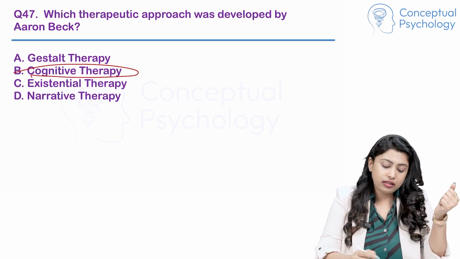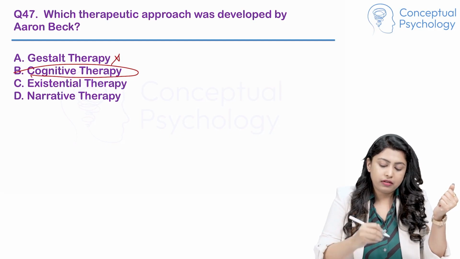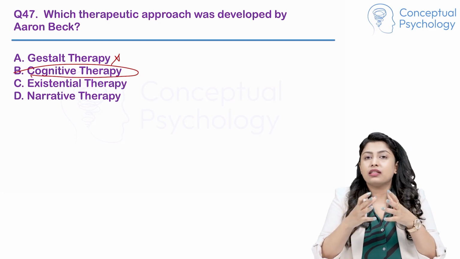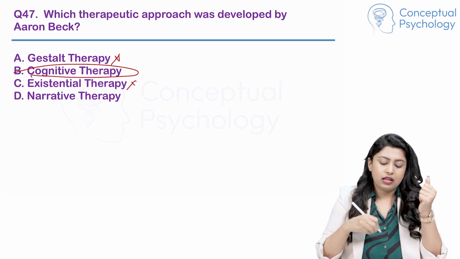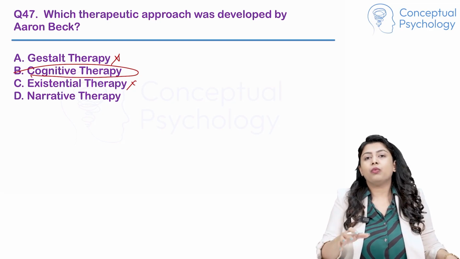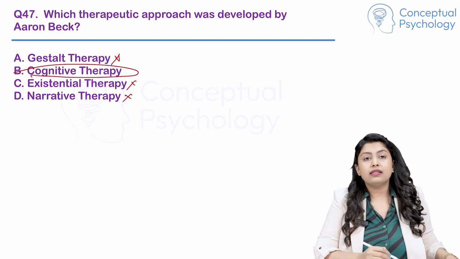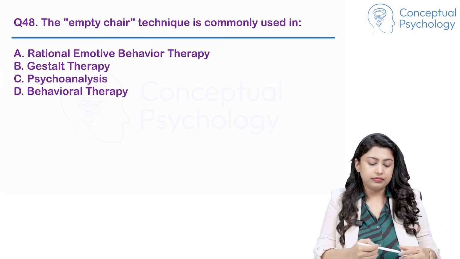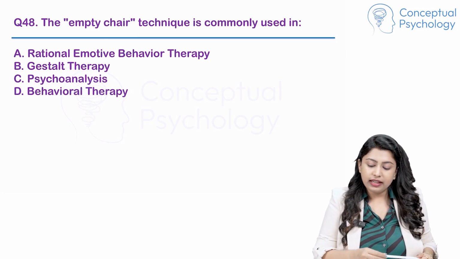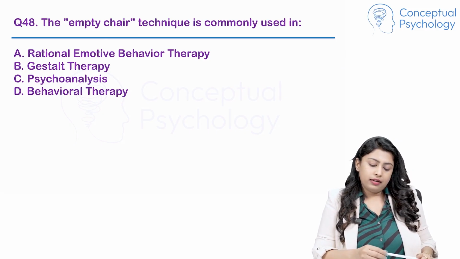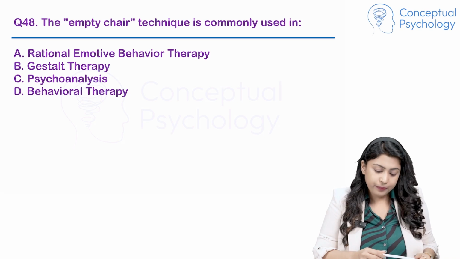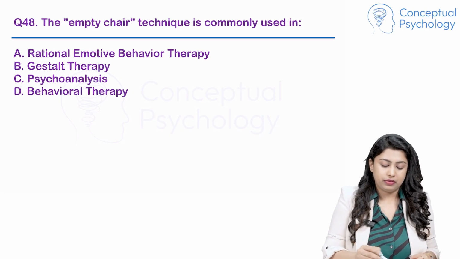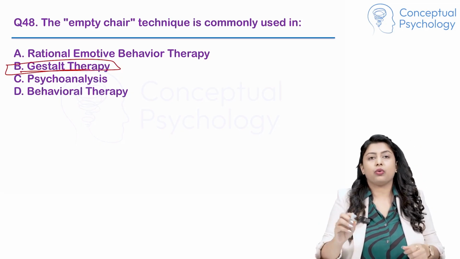Okay, Gestalt therapy was developed by Fritz Perls. Existential therapy was developed by various existential philosophers and psychologists. Narrative therapy was developed by Michael White and David Epston. Hence, B is the correct answer. Now, the empty chair technique is commonly used in rational emotive behavior therapy, gestalt therapy, psychoanalysis, or behavioral therapy. So, here the correct answer is gestalt therapy.